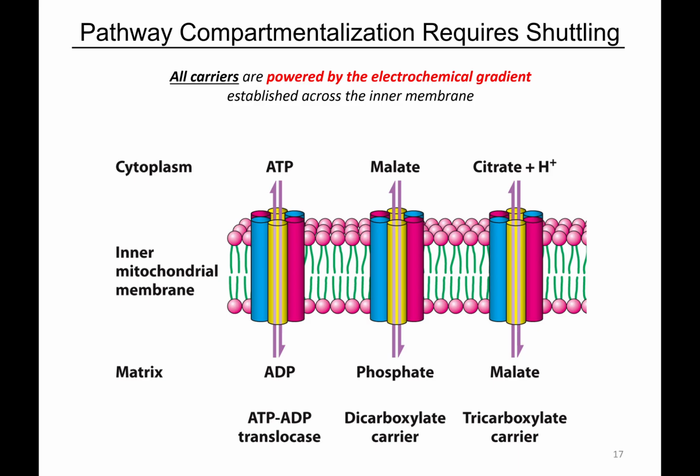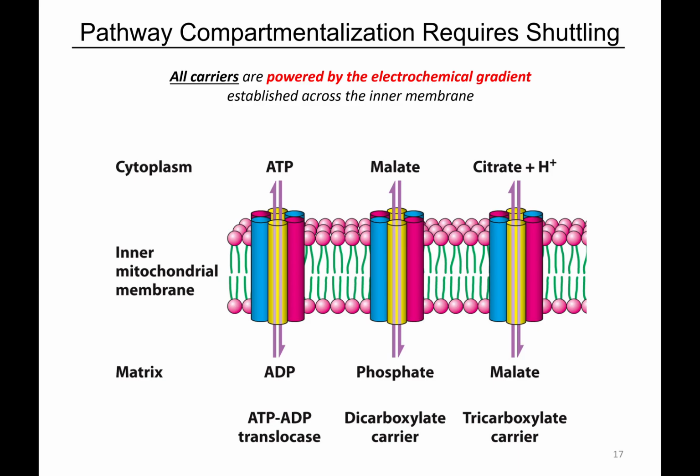Okay? Inside of the matrix has a negative charge. Outside of the matrix, in the inner membrane space, it has a positive charge. You note here that the molecules being transported out all have a more negative charge than the molecules being transported in. Okay? ATP goes out, it has 3 phosphates, more negative charge. ADP goes in, it has 2 phosphates, less negative charge.